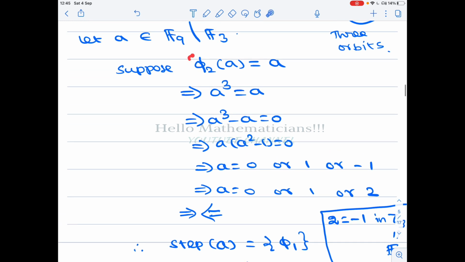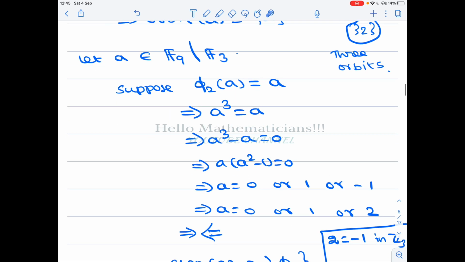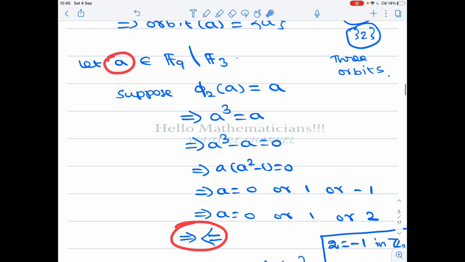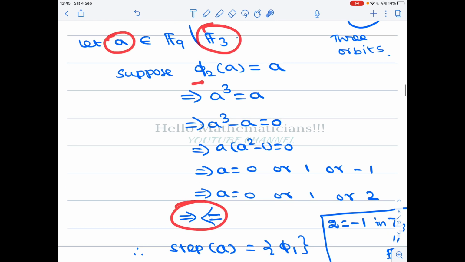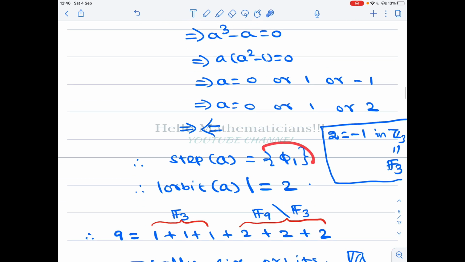Therefore pi 2 fixes an element a to a if and only if a equals 0, 1 or 2. In other words, 0, 1 and 2 are the elements of the field F3. So we get a contradiction. We take an element a outside F3 and assume that pi 2 fixes that element, then we get that the element belongs to F3. Therefore, if you take an element of F9 outside F3, that element will not be fixed by pi 2. Therefore, the stabilizer of all the elements here will have only one element.